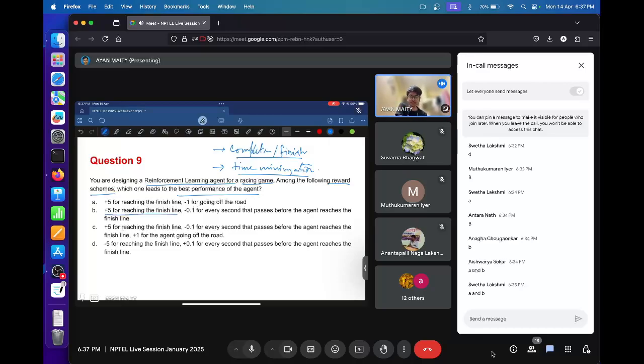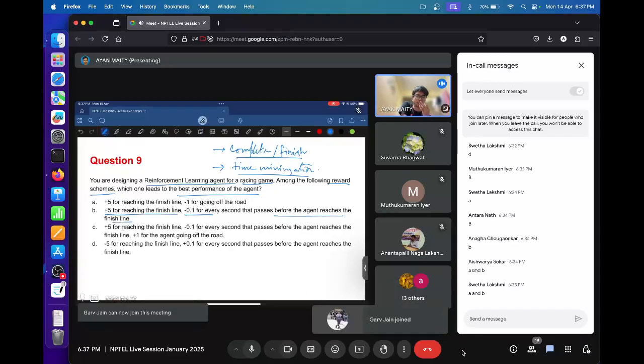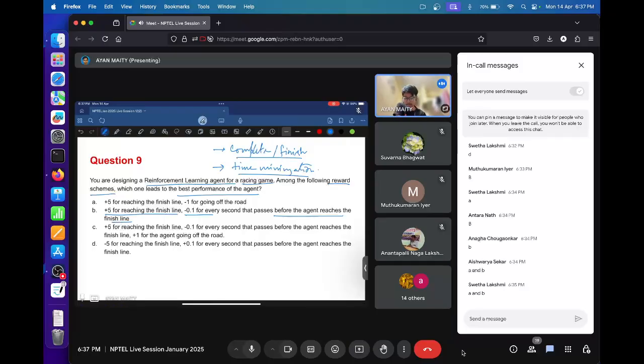for reaching the finish line, and this penalty of -0.1 for every second that passes before the agent reaches the finish line. So this penalty ensures that it would learn to complete the race as fast as possible, as it gains more and more experience by playing the game episodically. And for finishing the line, it has to get a high reward. And we might give a negative reward for going off the road, or we might also terminate the game when it goes off road.